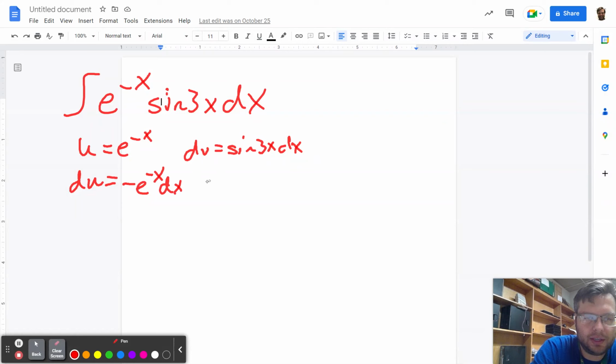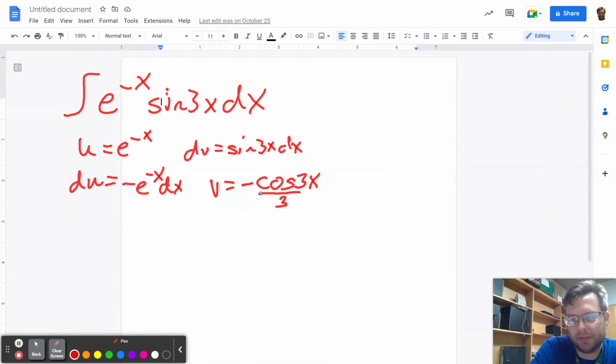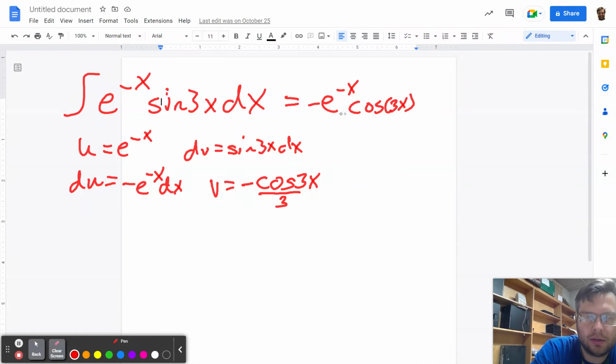So I take the derivative of e to the negative x. I take the antiderivative here. So the antiderivative of sine is cosine. Because there's a 3x, I divide by 3 to do the antiderivative. It's the reverse of the chain rule right there. So my original integral is equal to, according to integration by parts, uv. So I'm just putting that negative in front, minus the integral of v du.